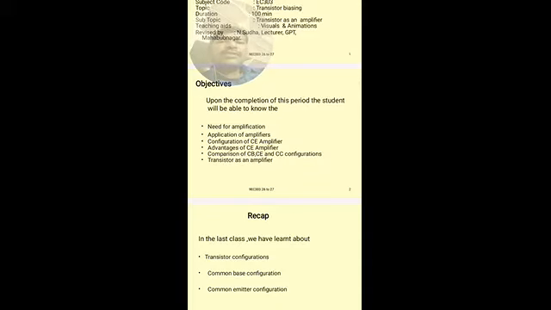Morning students. Today's class we are going to study how a transistor acts as an amplifier and also a practical transistor amplifier using H parameter model. These two topics we will study today. First we will start with how a transistor acts as an amplifier.